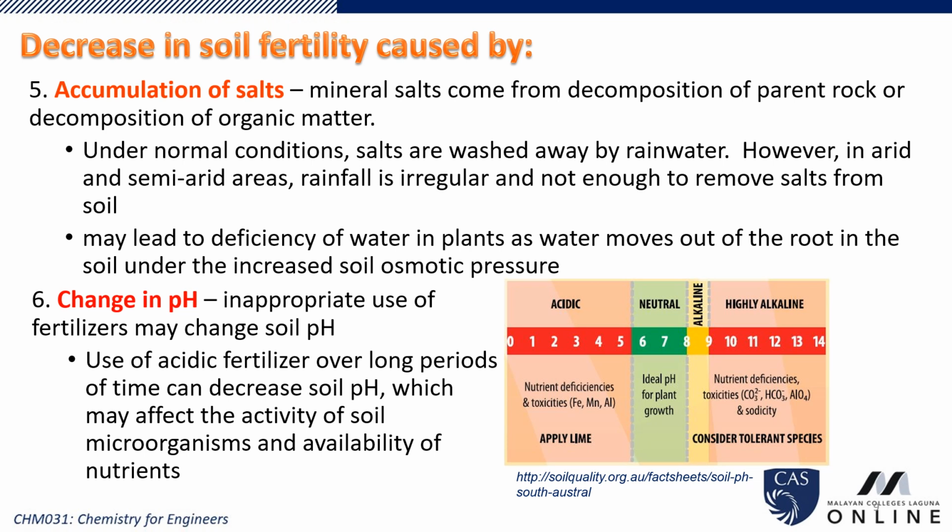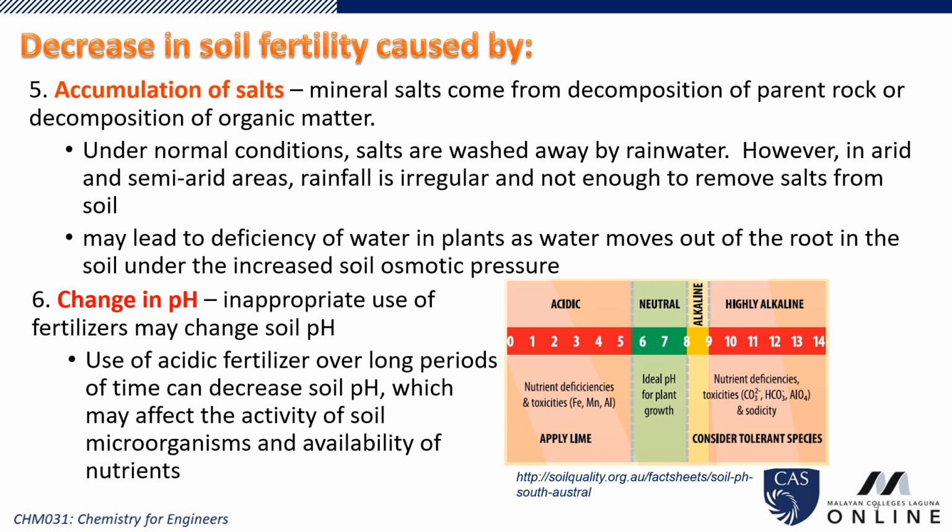Accumulation of salts is also a problem with regards to the decrease in the soil fertility. Mineral salts come from the decomposition of a parent rock or decomposition of organic matter. Under normal conditions, salts are washed away by rainwater. However, in arid and semi-arid areas, rainfall is irregular and not enough to remove salts from the soil. This may lead to the deficiency of water in plants as water moves out of the root of the plant and into the soil. That process is governed by osmosis.